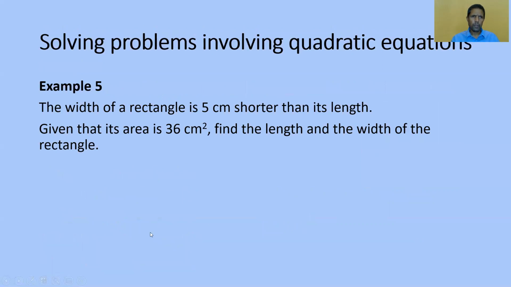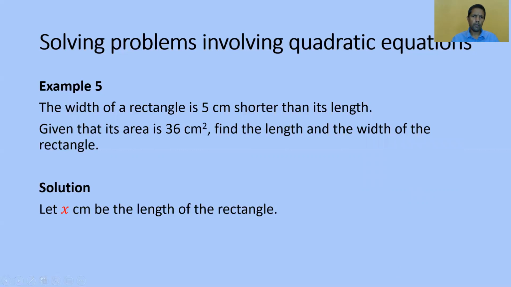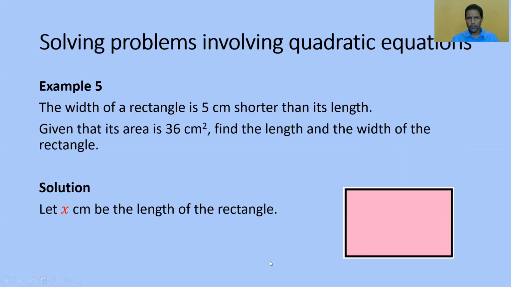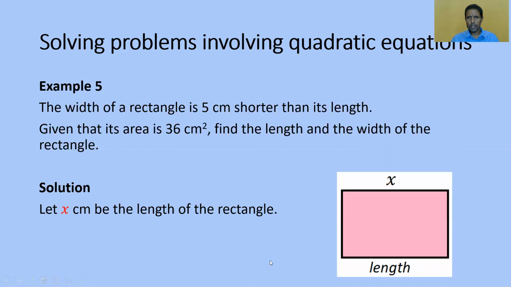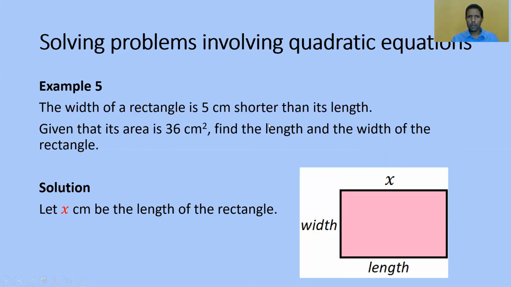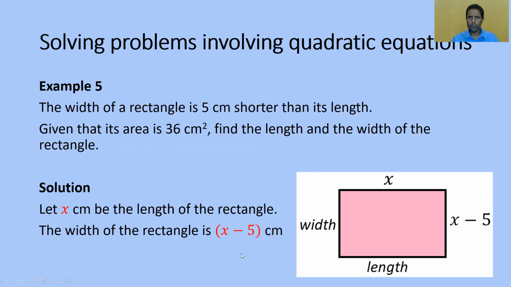Example 5: the width of a rectangle is 5 centimeters shorter than its length. Given that the area is 36, find the length and the width of the rectangle. So if we let x be the length of the rectangle, the length is x. Now the width is 5 centimeters shorter than the length. So the width must be x minus 5.